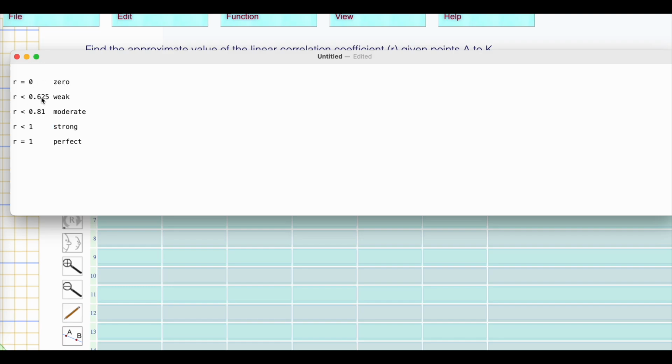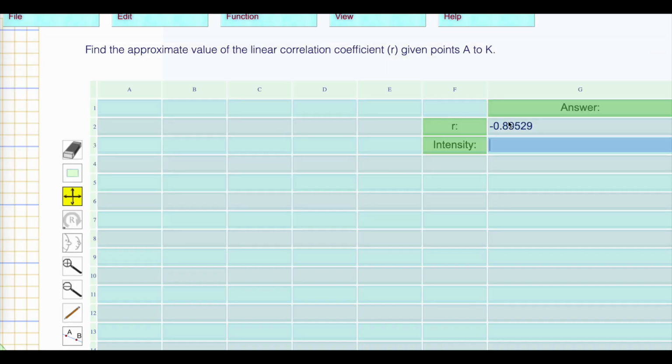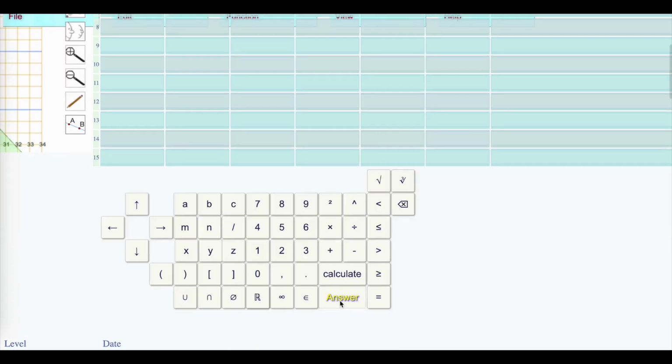Remember that if our correlation coefficient is 0, then our intensity is 0. If it's less than 0.625, it's weak. If it's less than 0.81, it's moderate. If it's less than 1, it's strong. This is 0.89, so it is strong. And we press answer to see if we're right.